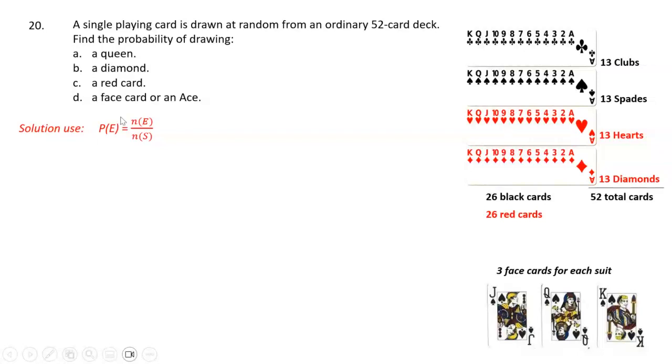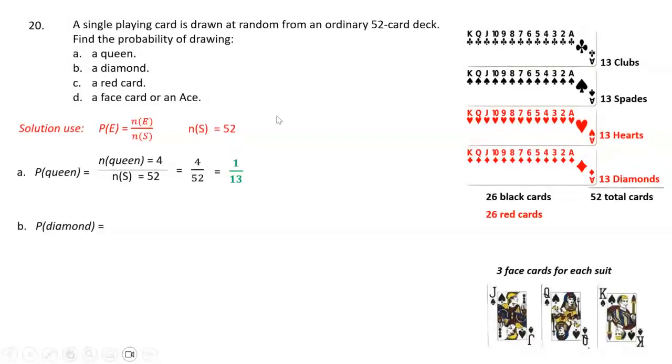Okay, N of S means the sample space, and N of E means the event. So the event for a queen, how many queens are there? There's 4, because there's 1 of each suit, so it's 4. And what's my sample space? My sample space is 52. So it'll be 4 over 52. The answer will be 1 over 13, right? You have to simplify it.